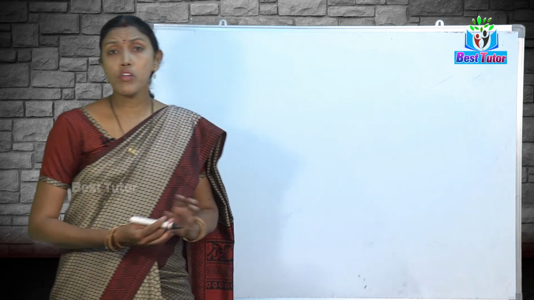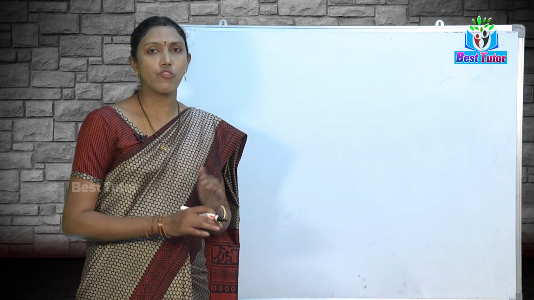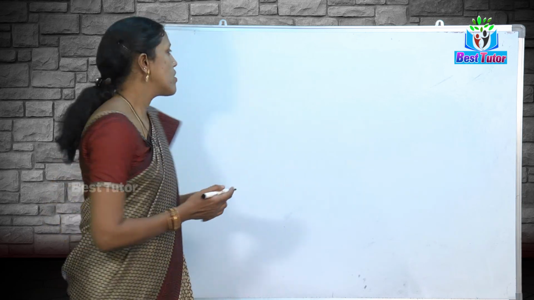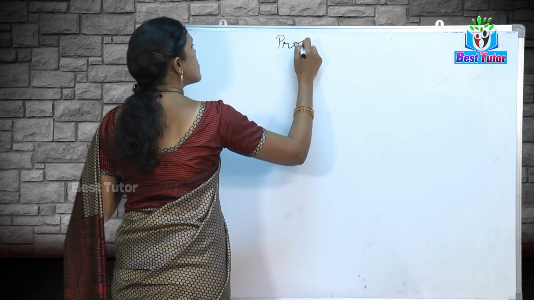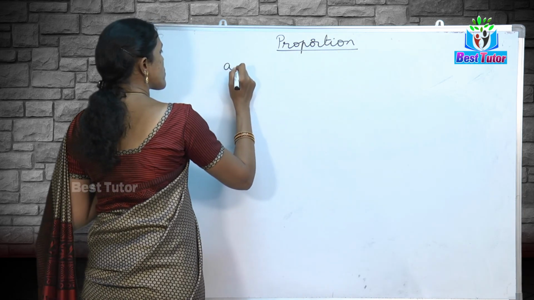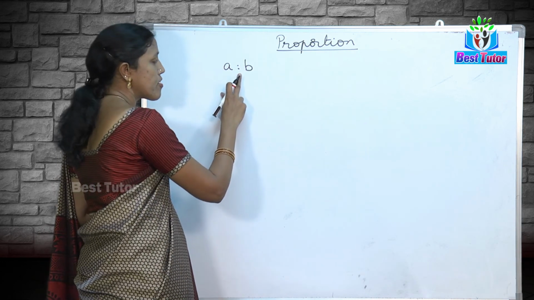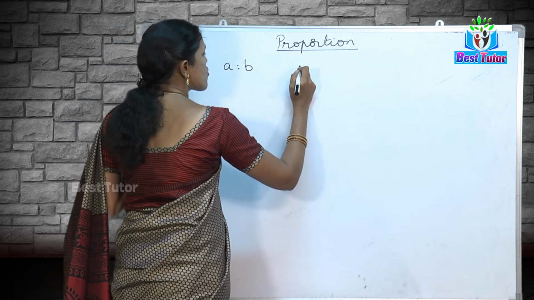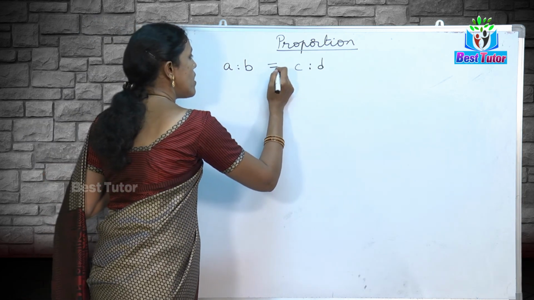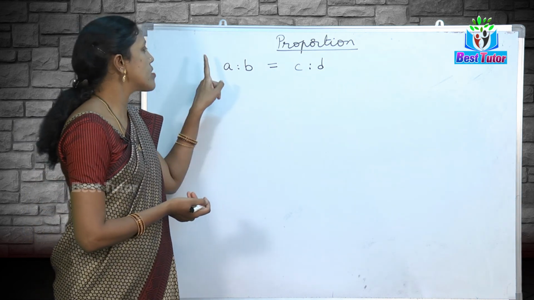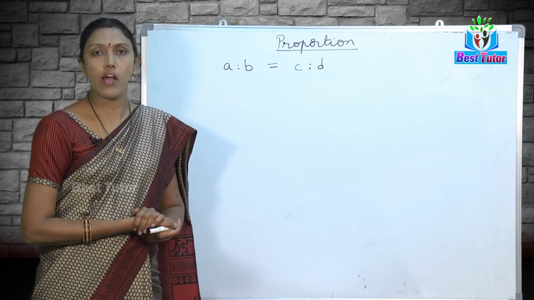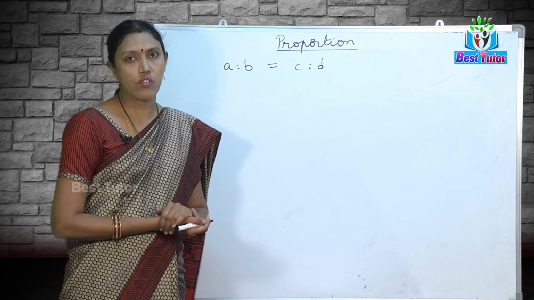Now coming to proportions, with this basic previous knowledge we will move on to proportions. A proportion is nothing but equality of two ratios. A is to B is one ratio, where this is the symbol for ratio. C is to D is the other ratio. If they are equal, then I say that the four numbers A, B, C and D are in proportion. This is the basic definition of proportion. I quickly repeat: equality of two ratios is called proportion.